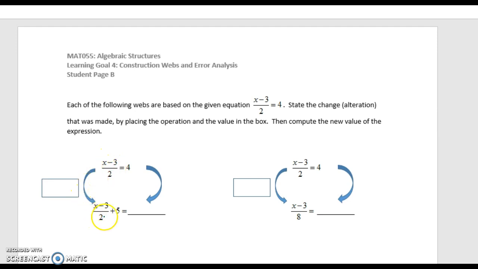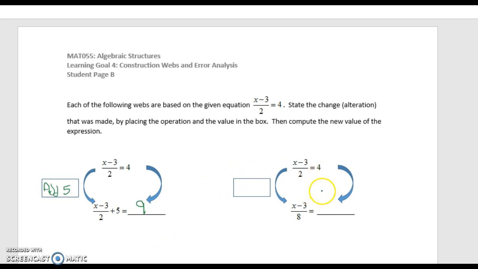So we're starting here, and we move into this alteration. We see that the change from here to this next alteration is an addition of 5, so that means we're going to add 5. If we add 5, the value of the original one is 4, and if we increase the expression 5 units, then the new expression is going to be worth 9 units.